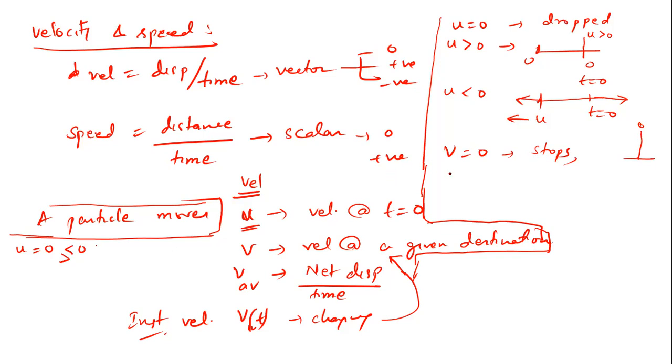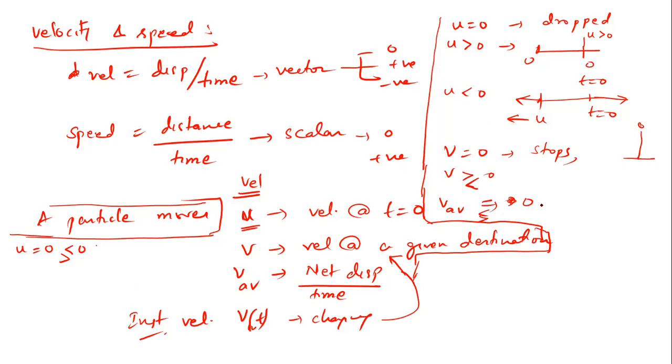You can say stopped. V greater than 0 and less than 0 follows the same terminology as what we had seen here. So this is your final velocity. Final velocity also can take up any values. And then comes the average velocity. What is average velocity? Average velocity is net displacement divided by net time taken. So this value can also take 0, less than 0, and greater than 0. All of them it can take.